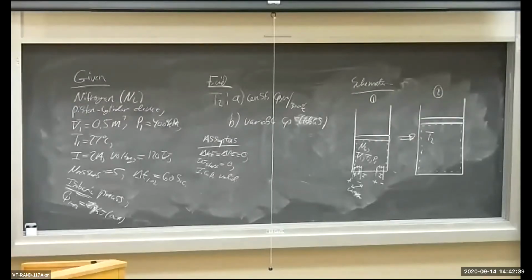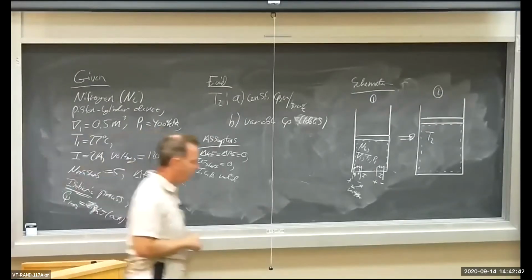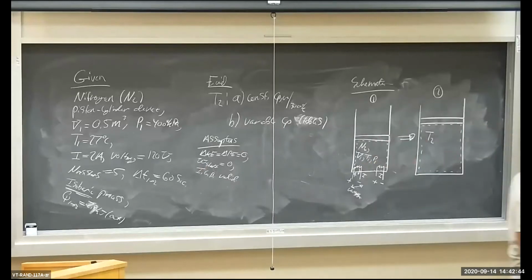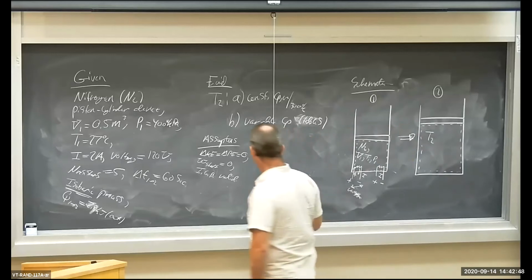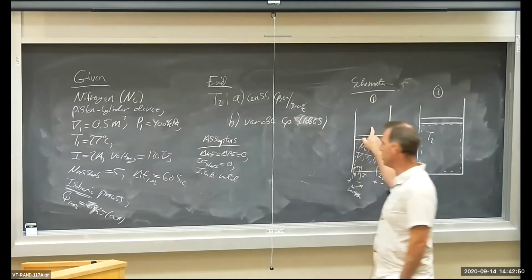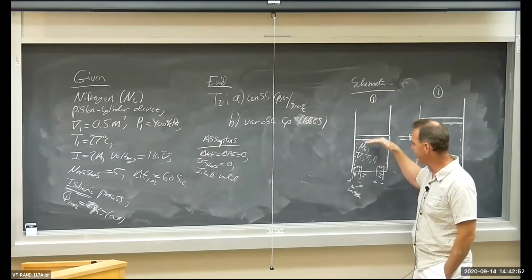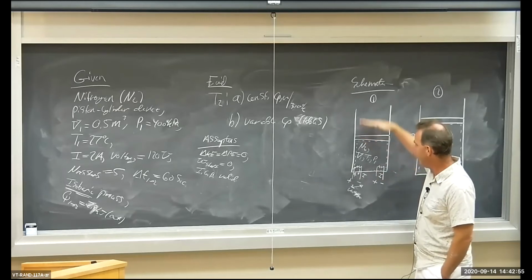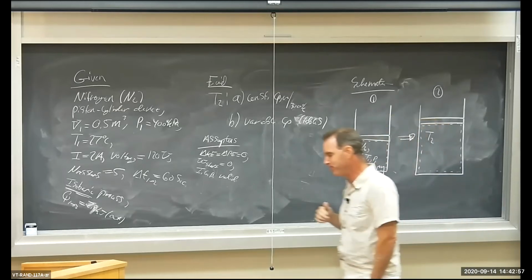All right, ladies and gentlemen, let's do another problem here. This also involves ideal gas behavior and the property relationships. We have nitrogen, N2, in a piston cylinder device. So let's call this state 1. Got the nitrogen in a piston cylinder device, and the piston is free to move up and down.